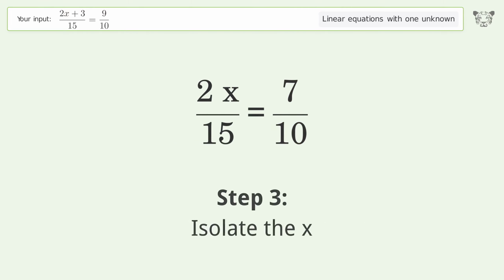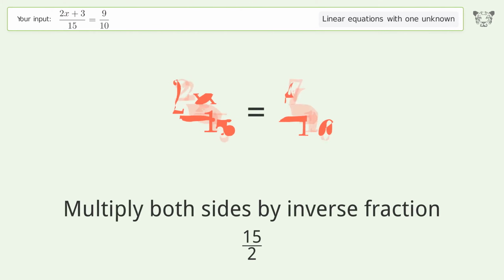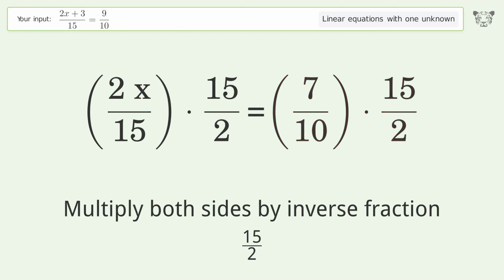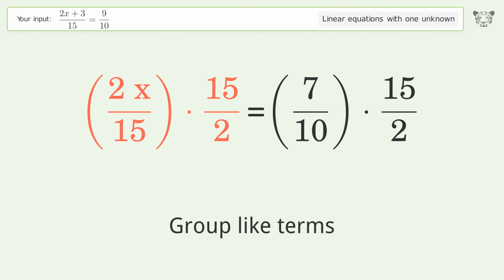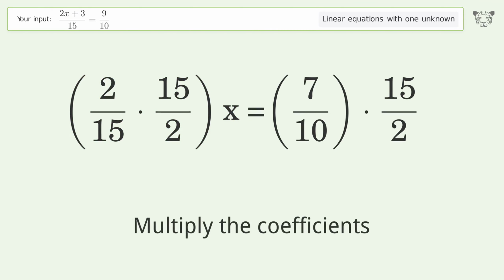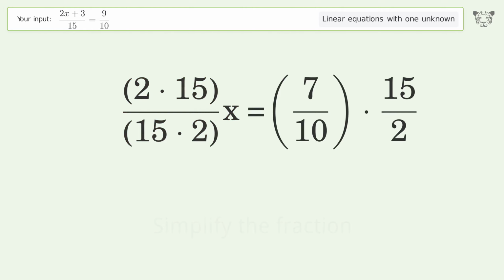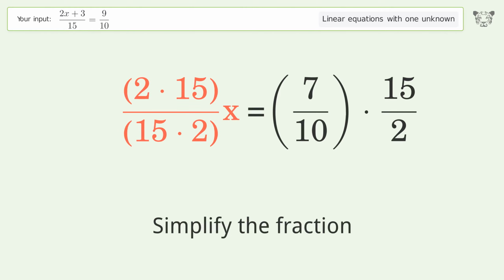Isolate the x. Multiply both sides by inverse fraction 15/2. Group like terms. Multiply the coefficients. Simplify the fraction.